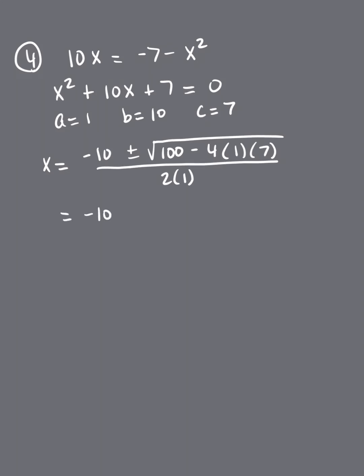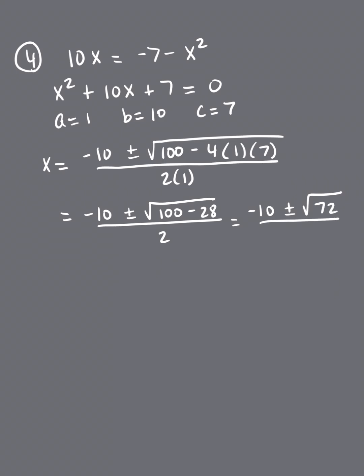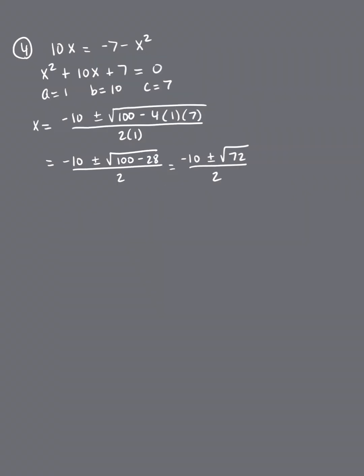We simplify. Four times 7 is 28, so we're going to do 100 minus 28, which is 72. It might be helpful to simplify the square root of 72 by thinking about our perfect squares again. So which one of these perfect squares goes into 72?